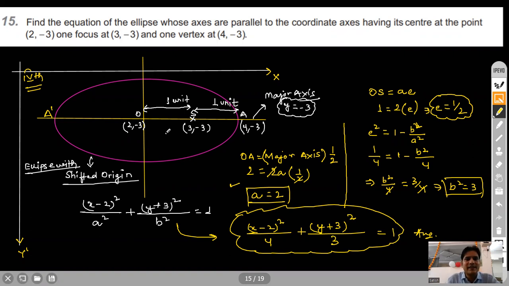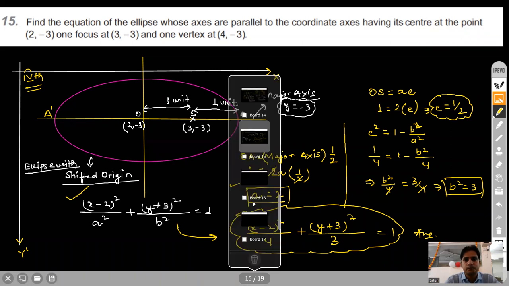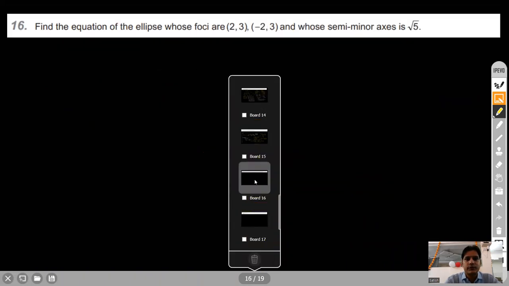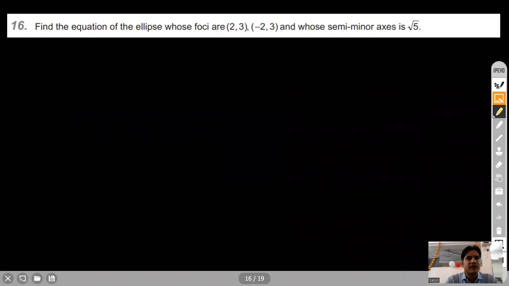Okay. So this ellipse is with the shifted origin, right? Generally, we deal with the center as the origin, but this one we have with shifted origin. And for shifted origin, this will be our approach to write the equation of ellipse. So question number 15 is done. Now let's take the next one.